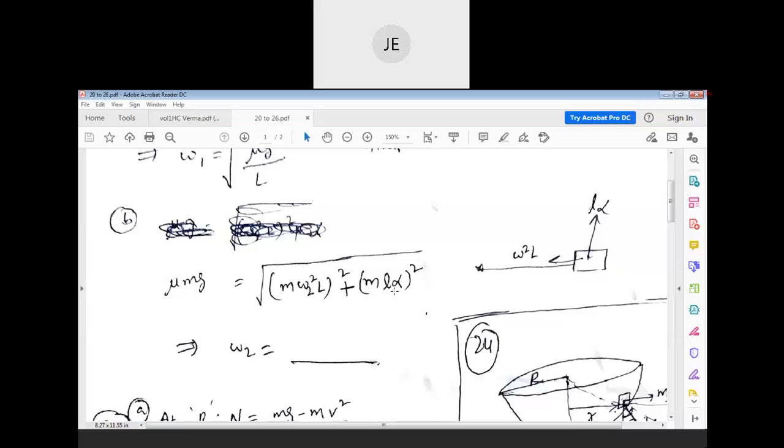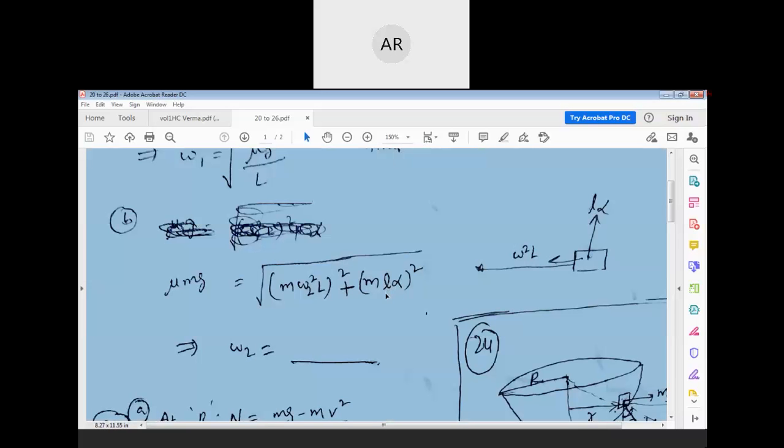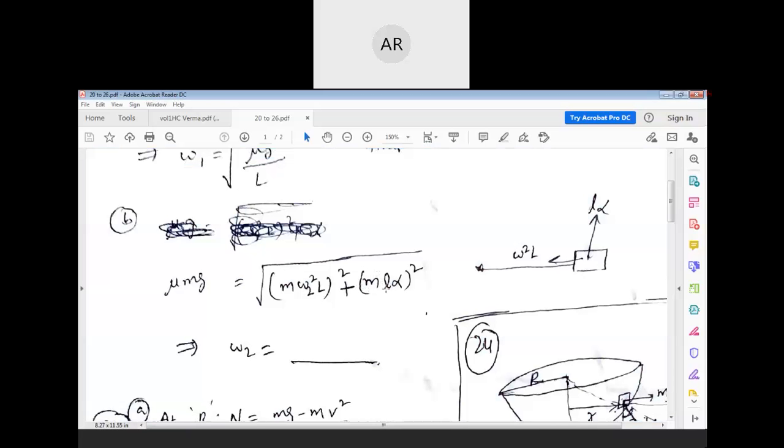Sir, I got the answer for the 21st question, sir. This small l and capital L are both the same only. Actually, I have written it wrong. It's the same L only. Then you will get omega 2 if you simplify.